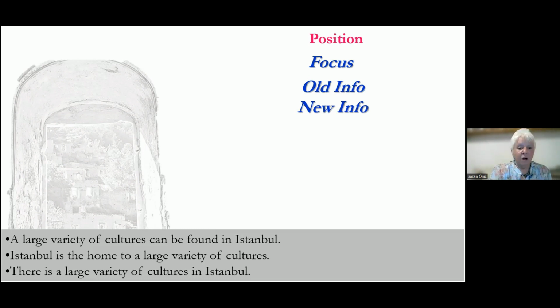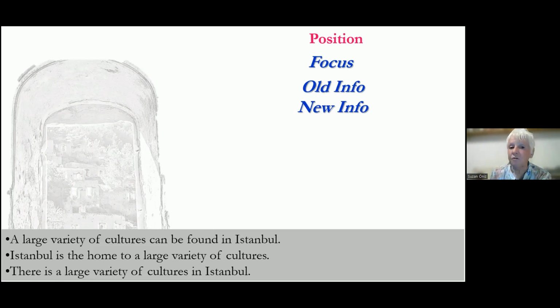If you look at our example sentences here at the bottom, I've picked 3. These are, of course, hanging in space. I mean, they have no context here. There's no paragraph around them, no other sentences there. But as experienced readers, by looking at these sentences, we can make some assumptions. Like with the first one, a large variety of cultures can be found in Istanbul.